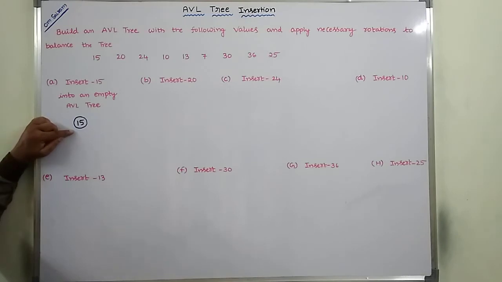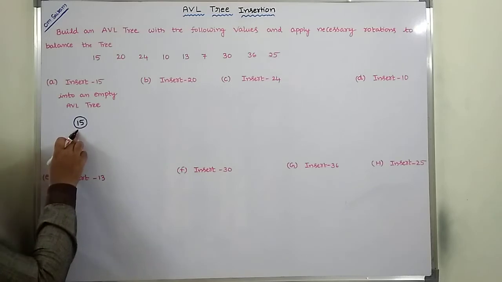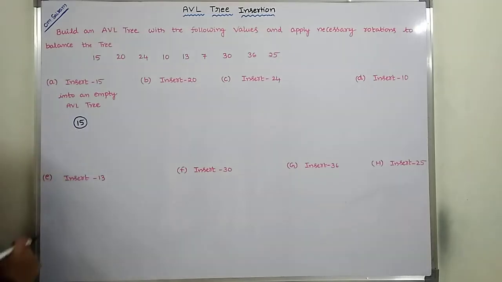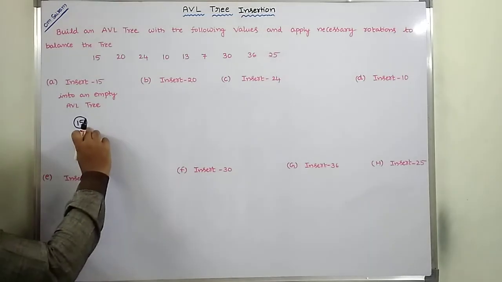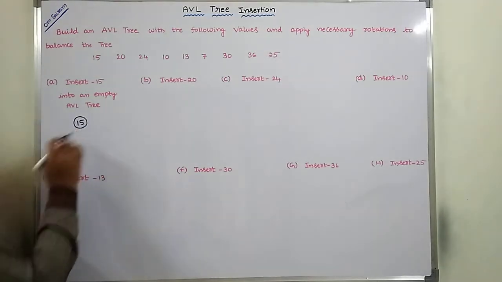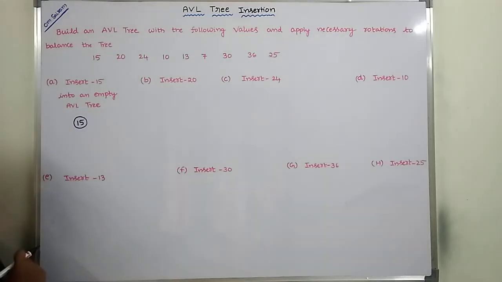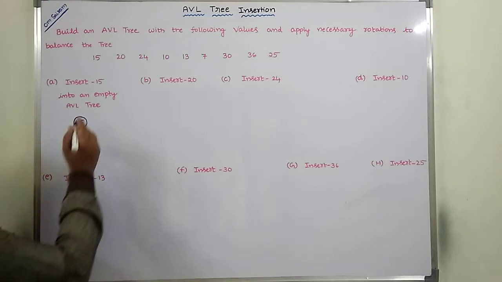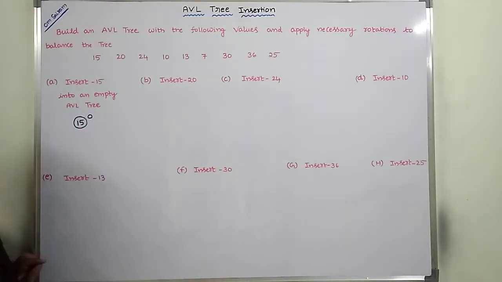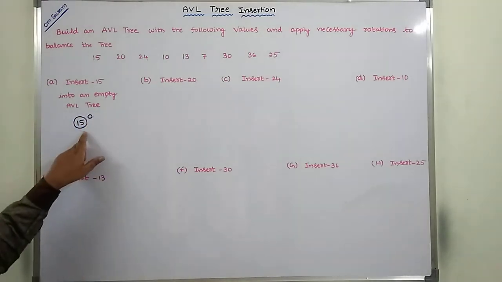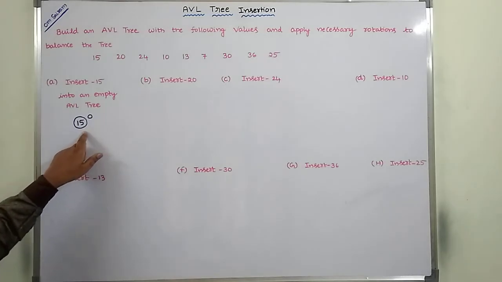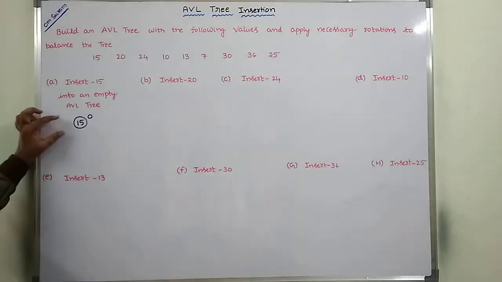Okay, now for this node, what is the balance factor? For this node, there is no left subtree, so the height of the left subtree is equal to 0. There is no right subtree, so the height of the right subtree is equal to 0. So height of left subtree 0 minus height of right subtree 0, that is 0 minus 0, which is equal to 0. So the balance factor for node 15 is 0. Hence we can say that 0 is a valid balance factor, and hence this is an AVL tree.